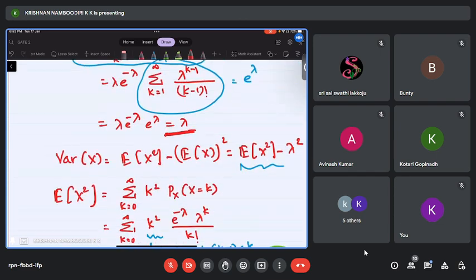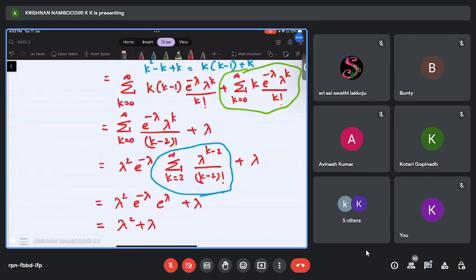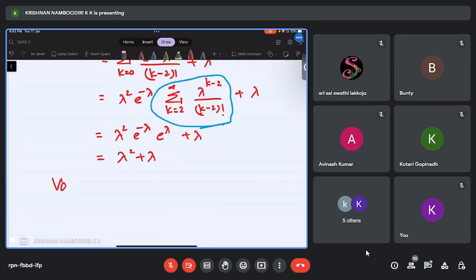What is this? This is nothing but the second moment, the expectation of x square. And in order to get the variance, you have to subtract lambda square. That means lambda square will be gone and variance of x will be equal to lambda square plus lambda minus lambda square, which is equal to lambda. So Poisson distribution has a mean which is equal to lambda, and it has a variance which is again equal to lambda. Now it is fairly straightforward.